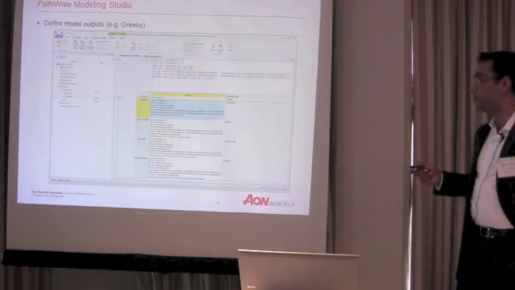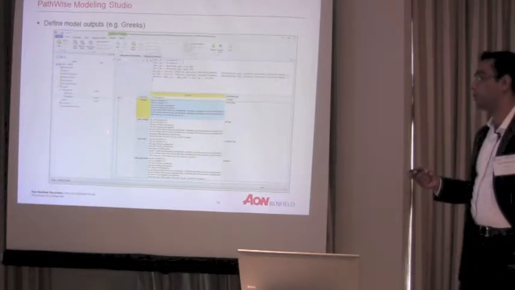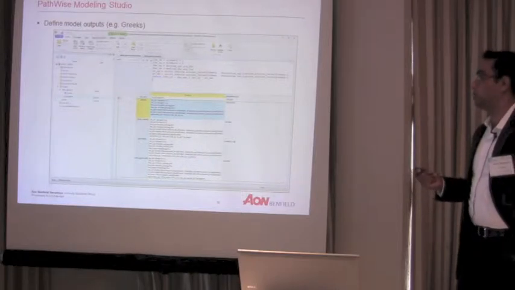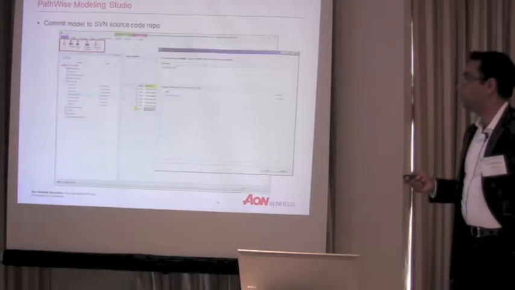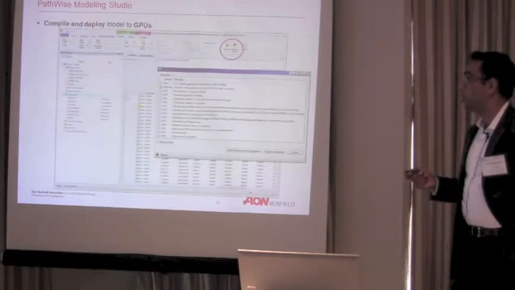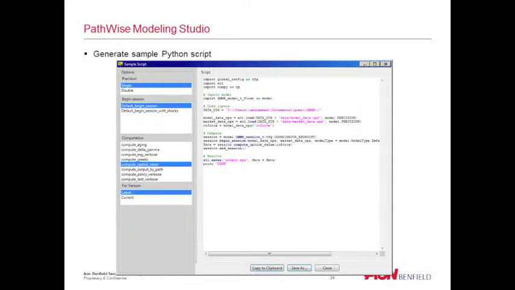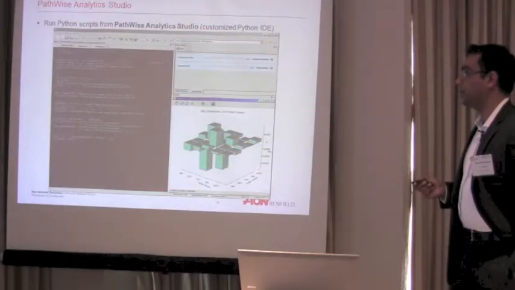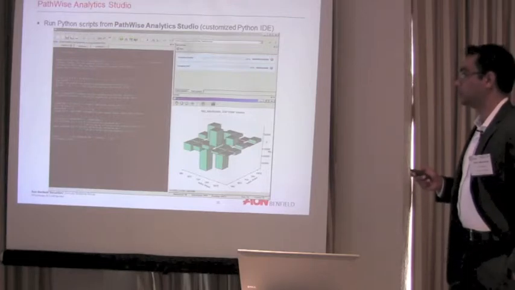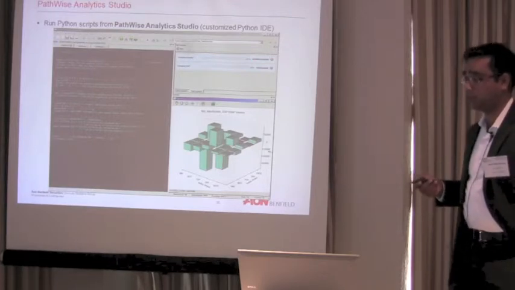This is just showing outputs. Once you define your inputs and your calculation, you can define outputs, such as the Greeks, which are sensitivities. Then you commit your code to a central repo, compile it, and deploy it to a grid. This is a grid management tool. We can run GPUs on the Amazon cloud to take advantage of elastic GPU computing resources. The tool will also generate sample Python code to tell you how to interact with the grid middleware for your model. This is the Python IDE, which we package with it, and it's modified so you can get feedback from the grid in terms of progress.